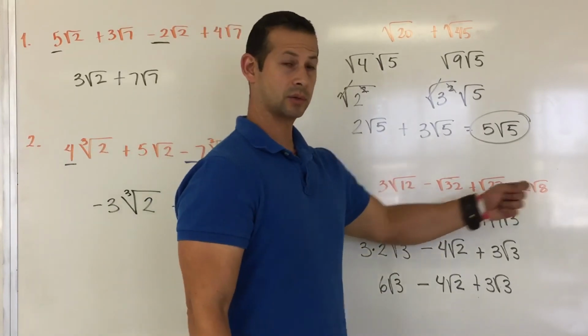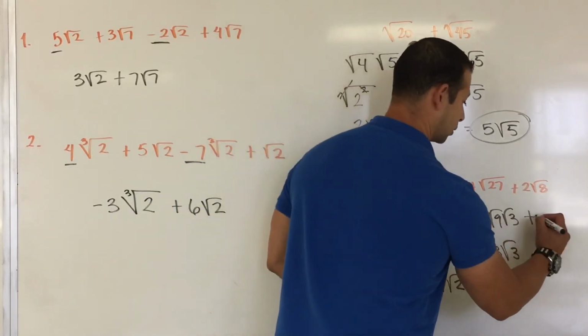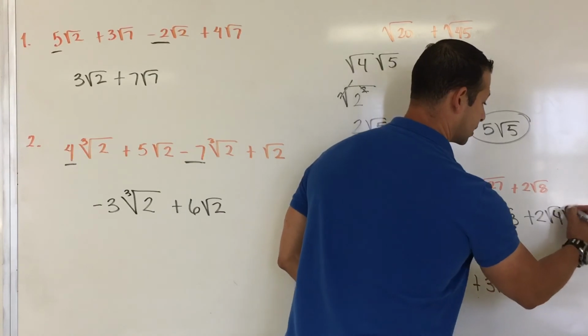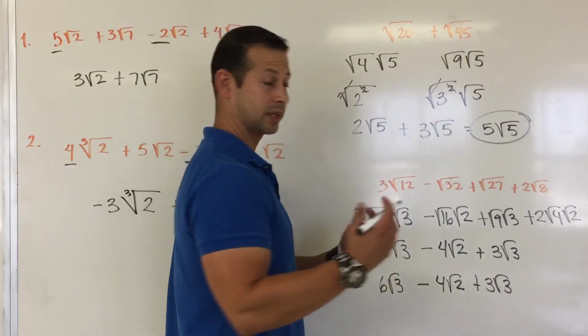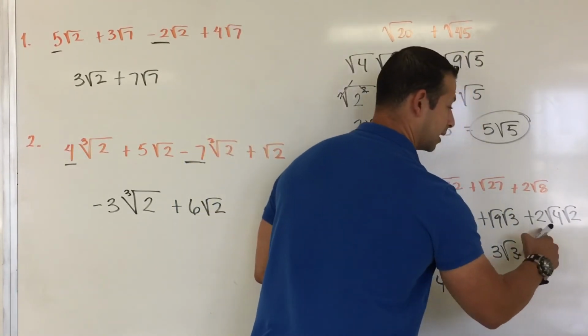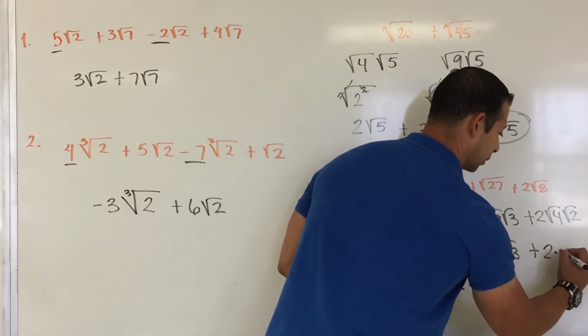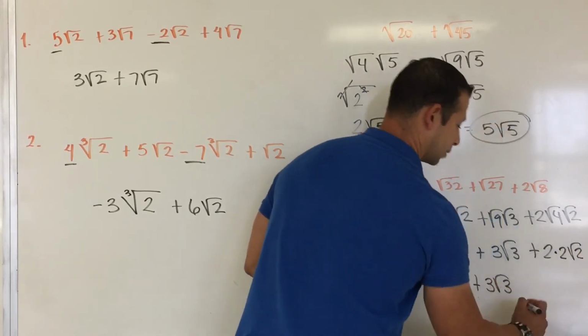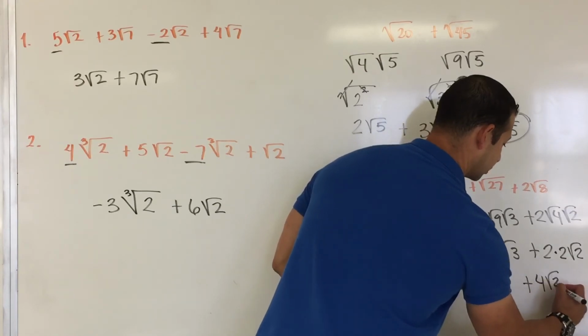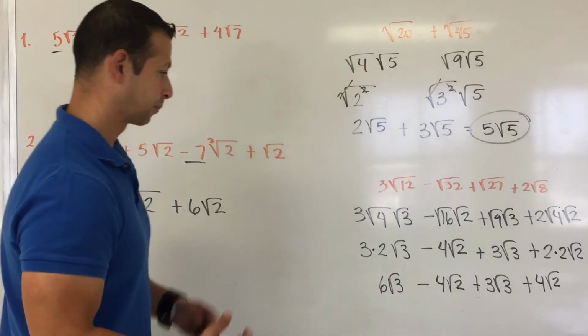Lastly, we have 2 radical 8. Well, square root of 8, what do we do? We can break it down into 4 times 2. Square root of 4 is 2. Because it's right next to the 2, we're going to multiply. So 2 times 2 is going to give me 4 radical 2, or 4 square root of 2.